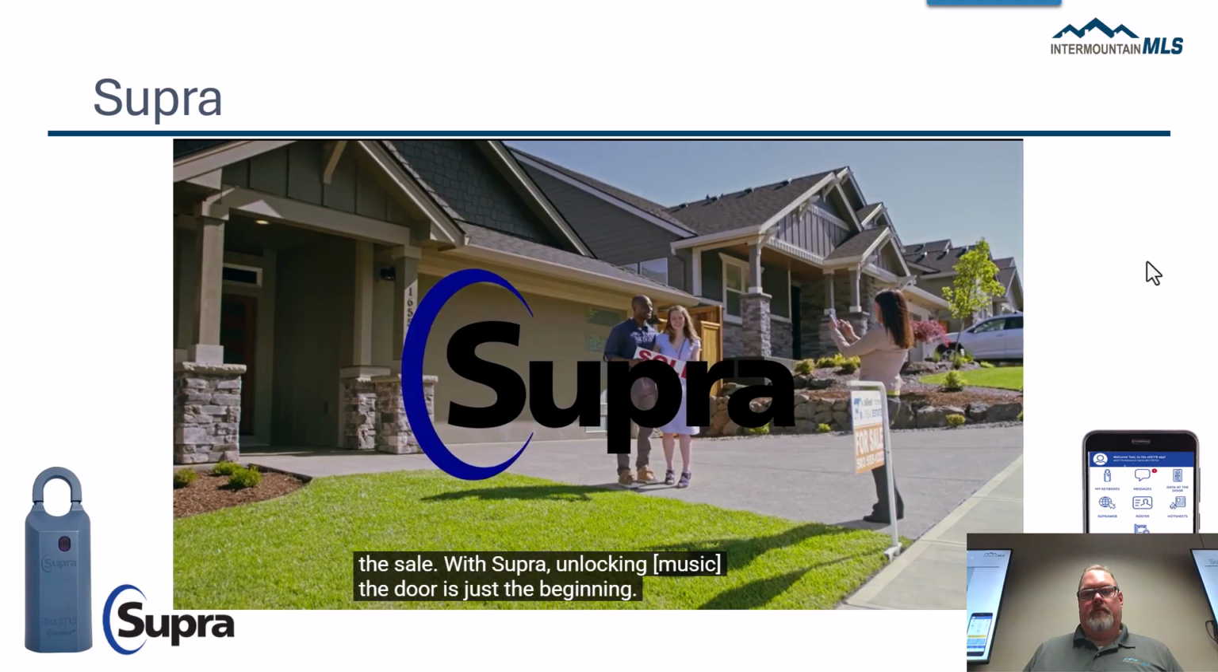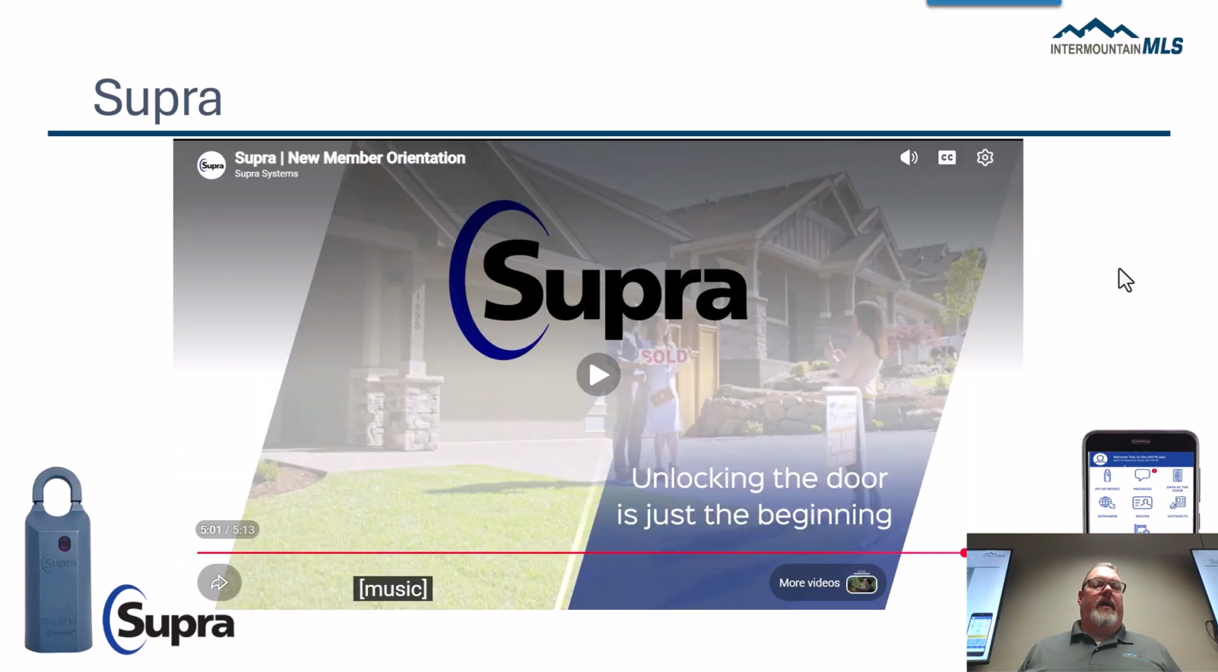Any questions about Supra? If you don't have the eKey yet, you can talk to membership. They'll have you download the app, get you the authorization code, and then you'll have access on your phone. So that's all you have to do.